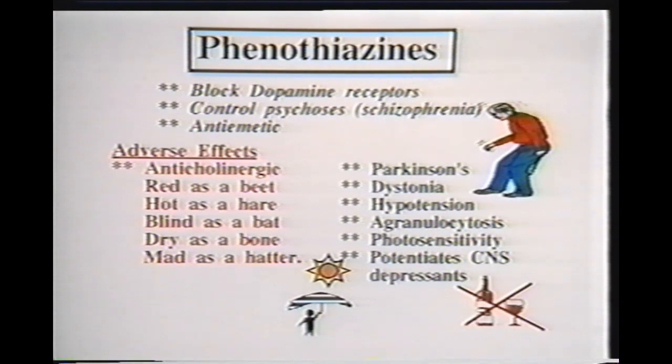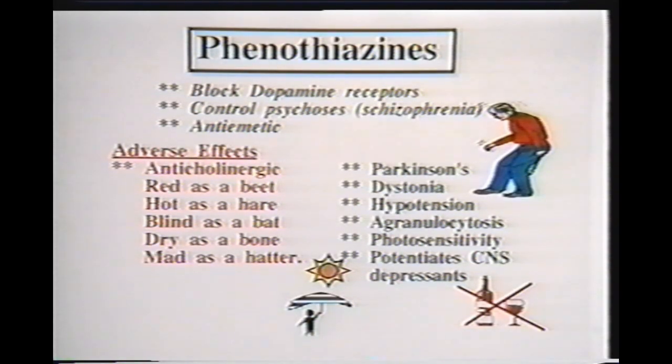It's amazing. Every drug we give has many, many side effects, doesn't it? Now, with the first category of drugs that we wanted to talk about, we want to talk about the phenothiazines. Phenothiazines block dopamine receptors. So if they block dopamine receptors, one of their major side effects is going to be Parkinson's disease, and indeed we get Parkinsonian types of symptoms.